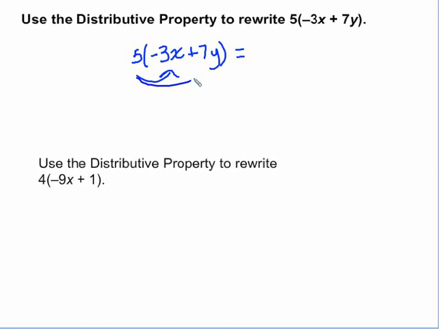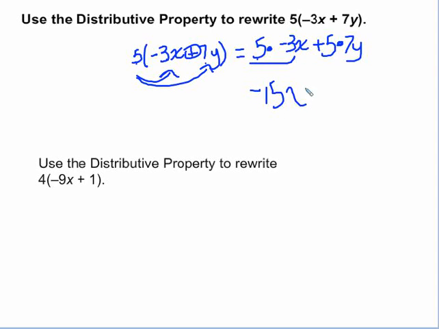So as always, I know when I distribute, it's going to be 5 times the first term plus 5 times the second term. So let's at least write out what we know. So that's going to be 5 times negative 3x plus 5 times 7y. Now, 5 times negative 3x. Whenever I see a number being multiplied by a variable term that contains a coefficient such as this 3 here, you just multiply the numbers together. So this would become negative 15x plus 35y.